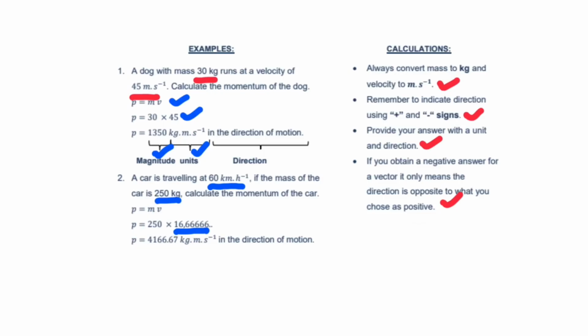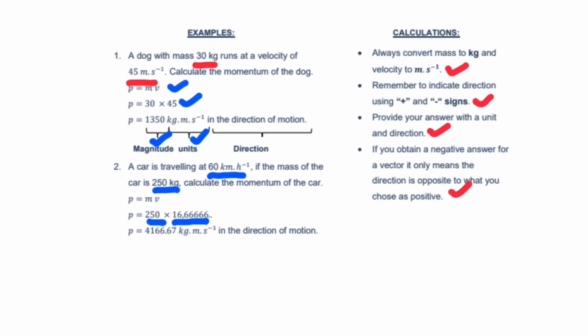The mass is 250. There is no problem there, okay? We multiply the two numbers and we have a momentum of 4,166.67 kg meters per second in the direction of the motion. There we go.